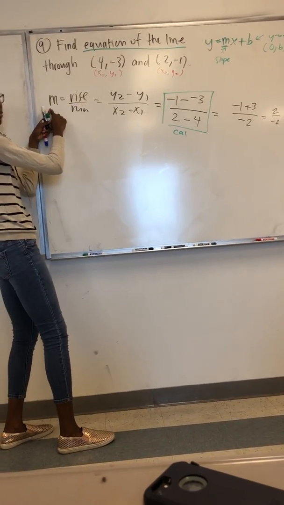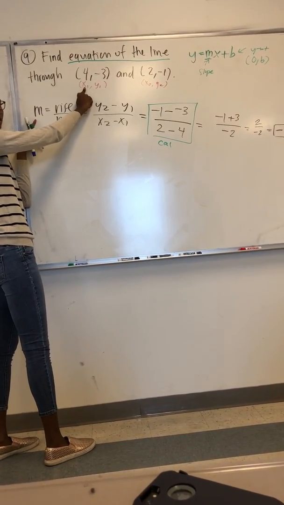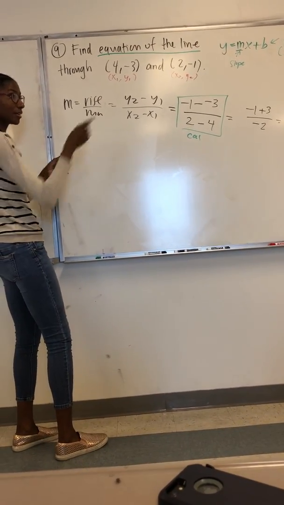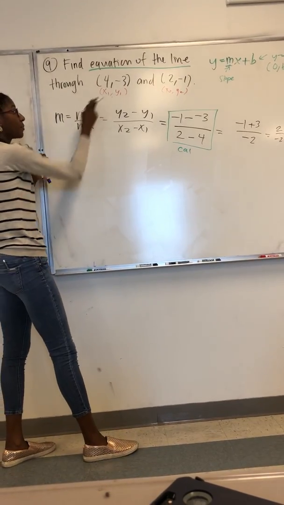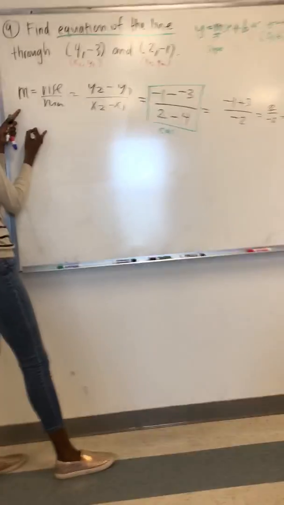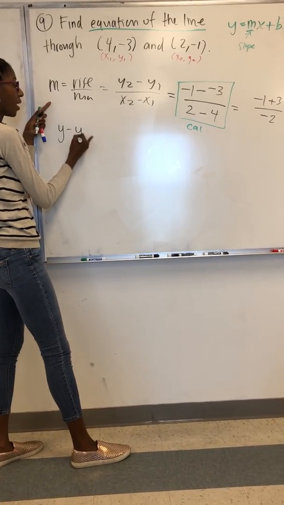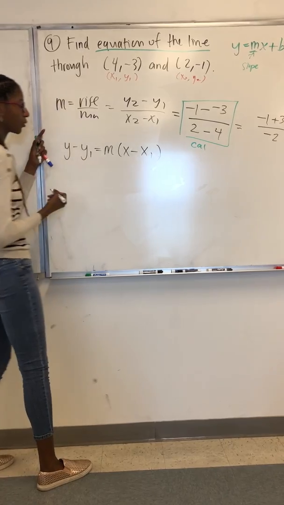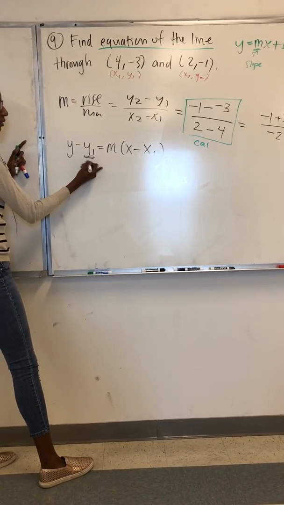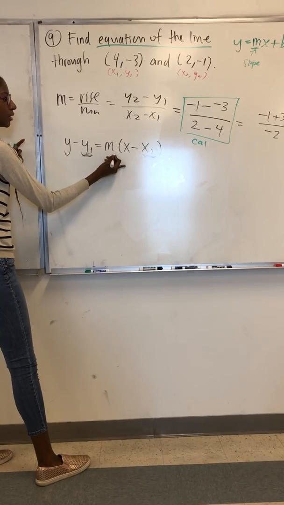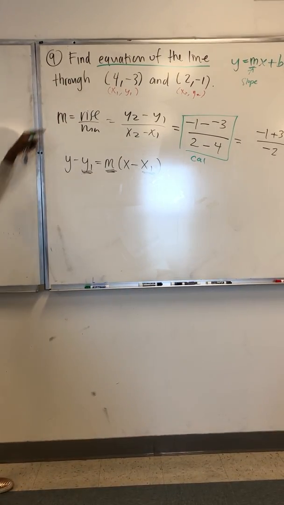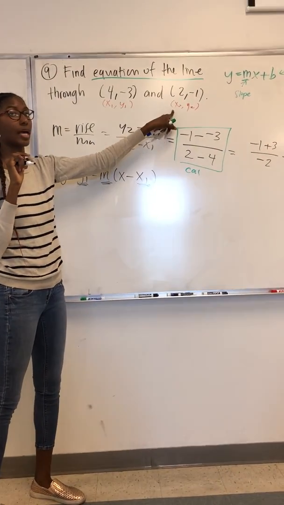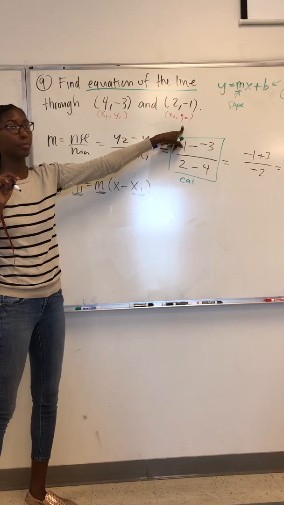Whenever you have a slope and a point, what equation do you use? You use point-slope, which is y minus y1 equals m times x minus x1. And what are we plugging in for? y1 and x1 and the slope. You can use either point. You can use x1 and y1, or you can use x2 and y2, it doesn't matter. I would pick the simplest one.